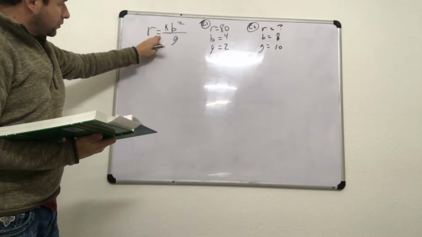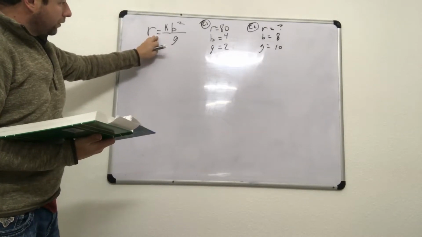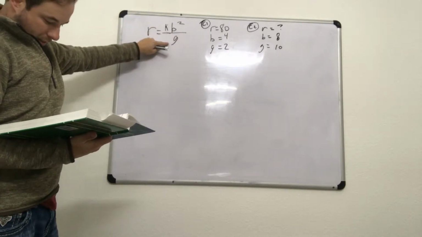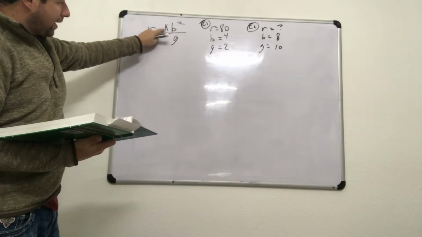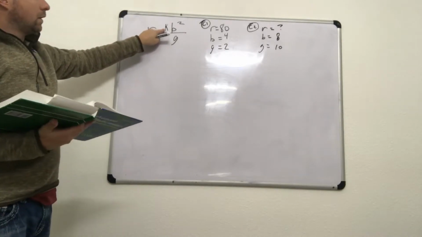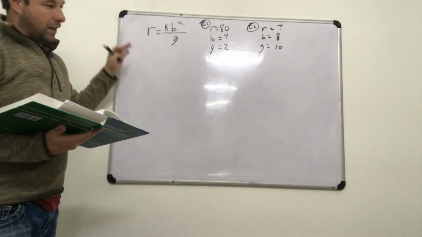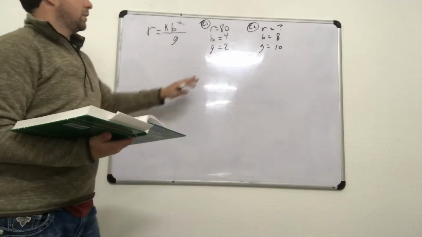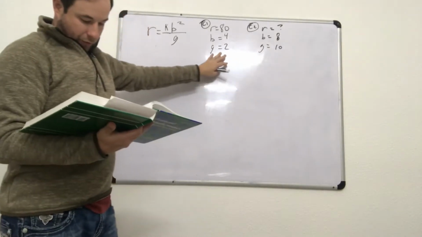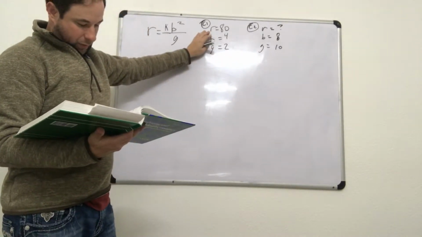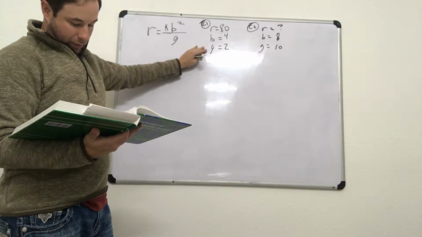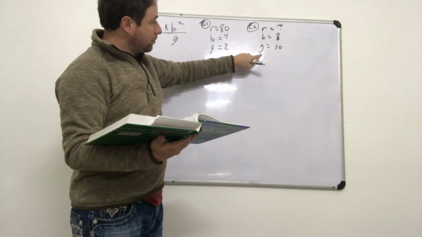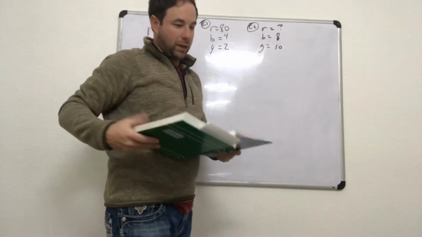So reds vary directly and inversely. So reds equals K times blues squared over greens, because it varied directly with blues squared and inversely with greens. So greens goes on the bottom. K is a constant, which means it stays the same no matter what the experiment or the case is. And what they're going to do is give you 2 cases of numbers. They said when there were 80 reds, there were 4 blues and 2 greens. Then it said how many reds were there when there were 8 blues and 10 greens.